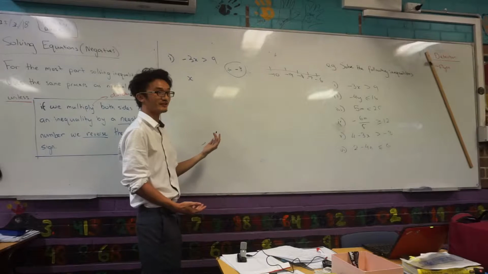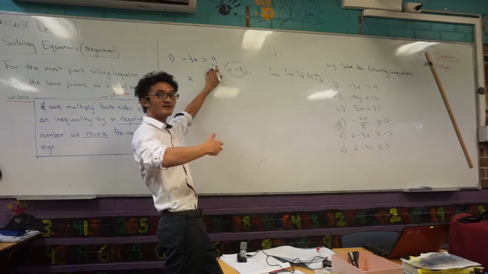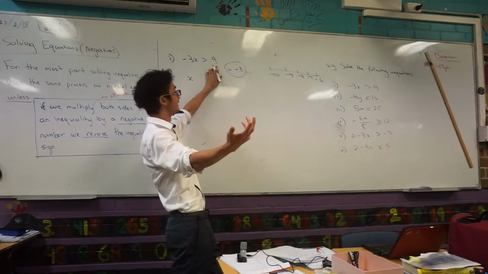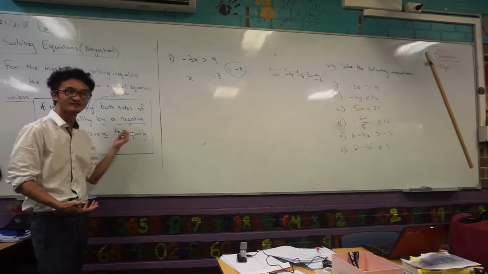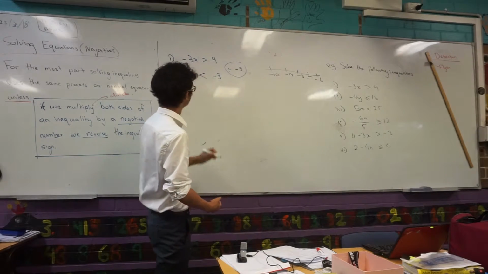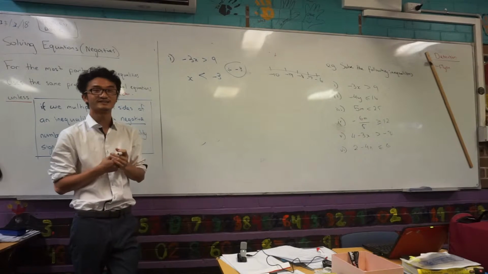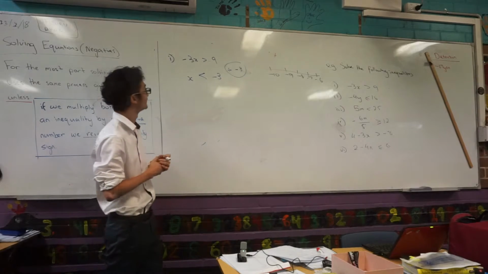I'll just get x on that left-hand side. 9 divided by negative 3, I just want to be careful. I know a positive divided by a negative will leave me with a negative there. But remember, what's the rule when I divide by a negative value? I switch the sign. So now my x value is less than negative 3. It's quite simple, not too bad.